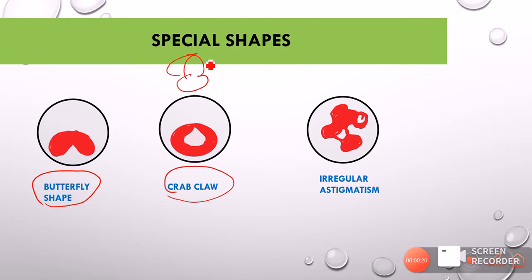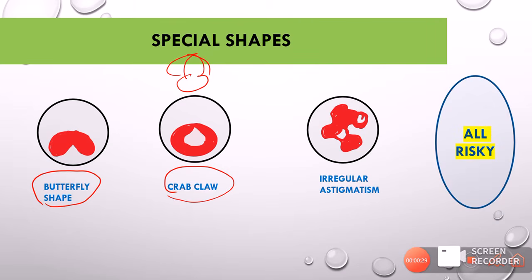Okay, so it is called the crab claw appearance on topography, or it could be irregular astigmatism, which will show irregular steepening like this. And almost always all the special shapes are actually risky, because this butterfly shape and claw shape you see in actually pellucid marginal degeneration, which is a type of ectasia.